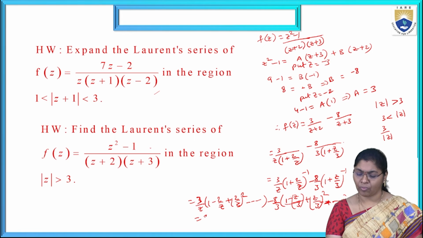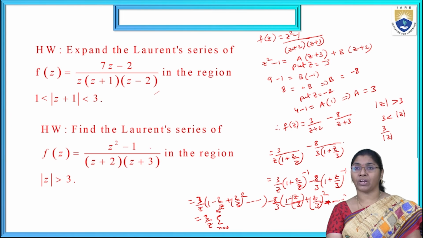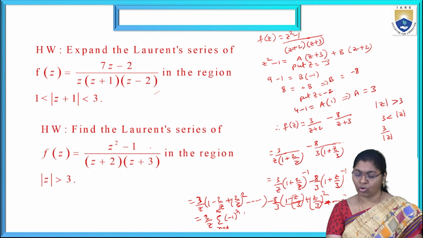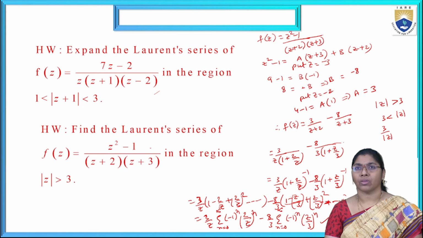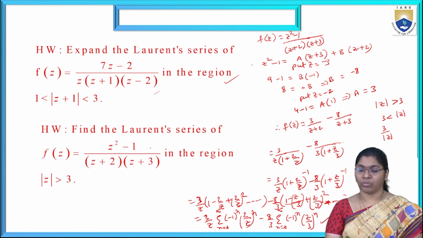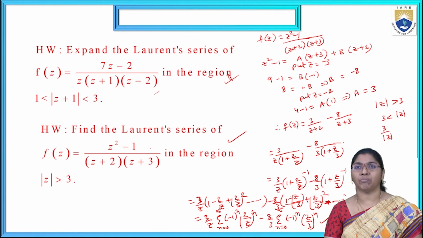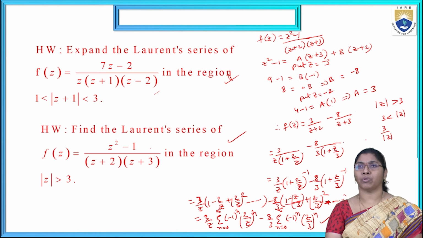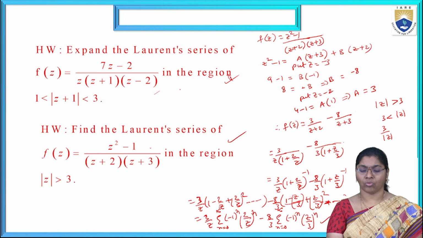Now the 3/z expansion: 3/z into summation n equals 0 to infinity, alternating plus or minus, that's why (-1)ⁿ into (2/z)ⁿ. Similarly, 8/3 summation n equals 0 to infinity (-1)ⁿ into (z/3)ⁿ. Now this is the expansion. This is the complete problem of f(z) equals (z²-1)/((z+2)(z+3)). Similarly, we can solve the other one also.